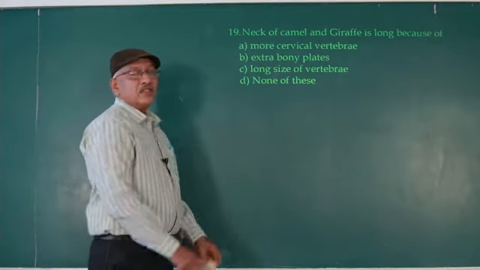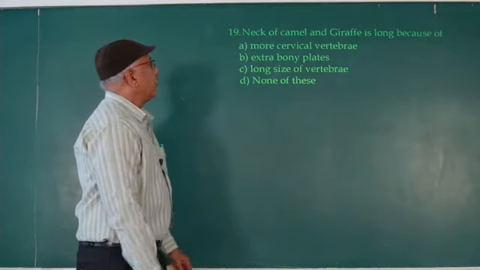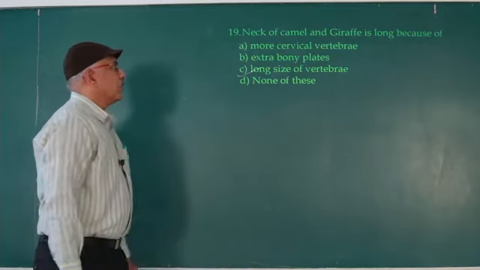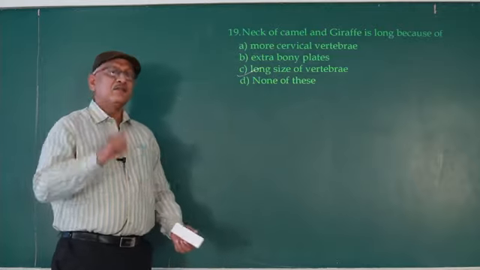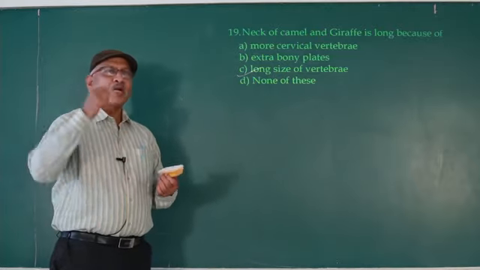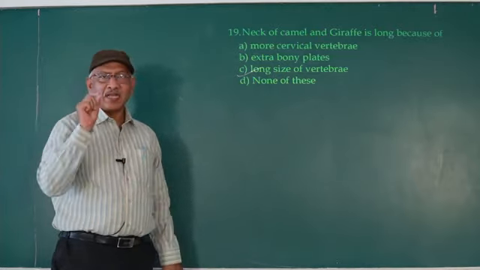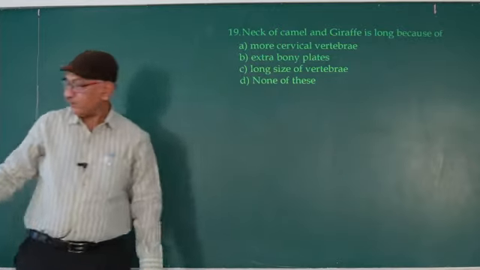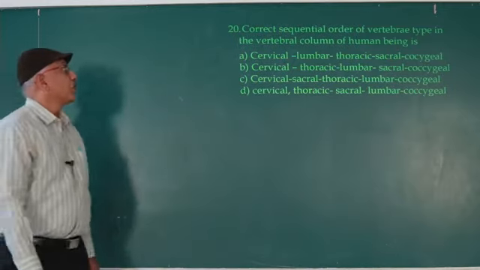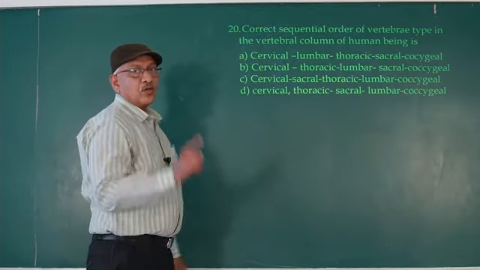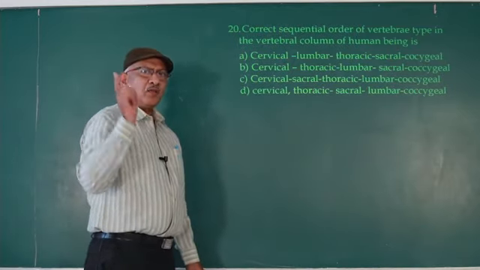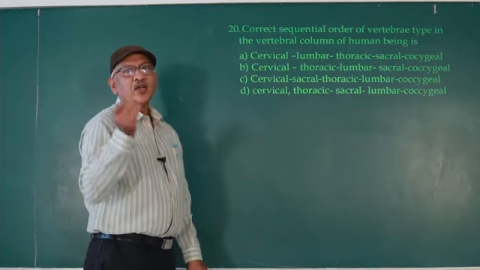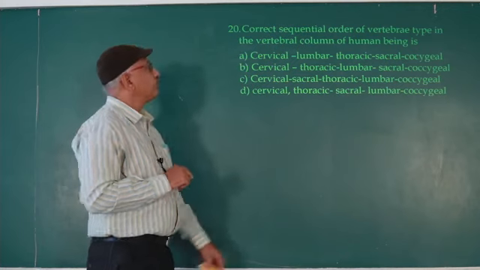Neck of camel and giraffe is long because of long-sized vertebrae. They also contain 7 neck vertebrae only, but the size of the neck vertebrae is long. One of the unique characters of mammals is presence of 7 cervical vertebrae with few exceptions.